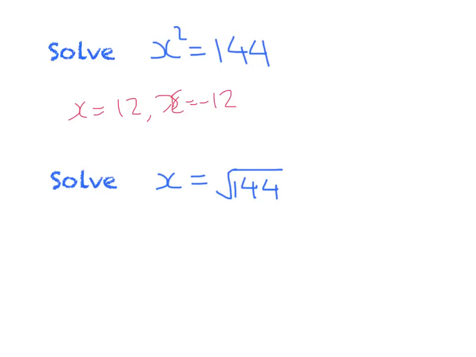144. The second question, x equals the square root of 144, however, only has one answer, and that is x equals 12. This is because when you take the square root of a number, this means to give only one answer, the positive one.